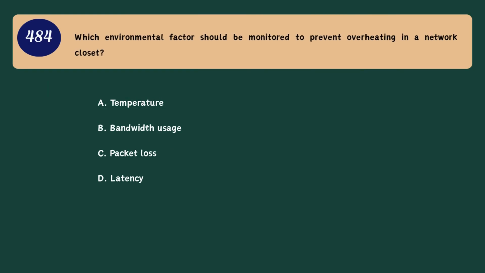Question 484. Which environmental factor should be monitored to prevent overheating in a network closet? A. Temperature. B. Bandwidth usage. C. Packet loss. D. Latency.